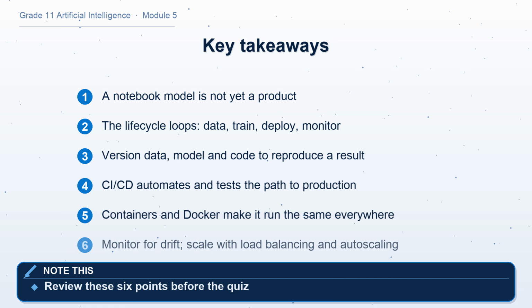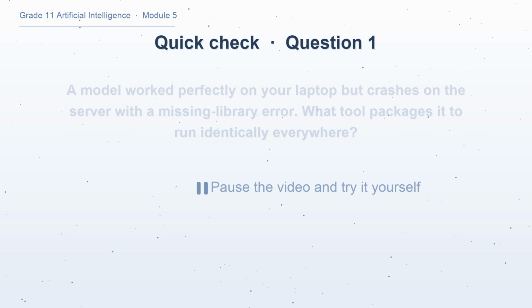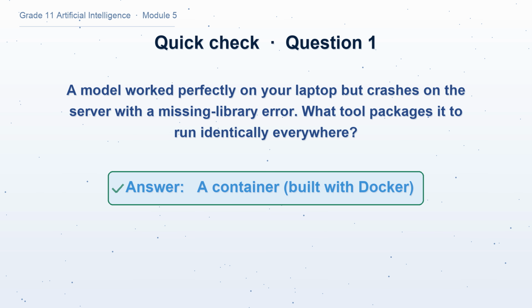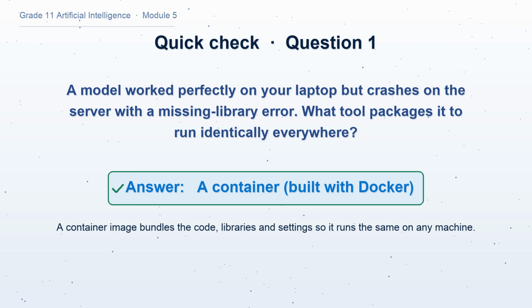Now let's check your understanding with 3 quick questions. Here is the first question. A model worked perfectly on your laptop, but it crashes on the server with a missing library error. What tool packages it to run identically everywhere? The fix is to bundle the code, the libraries, and the settings into one sealed package. That package is a container built with Docker.